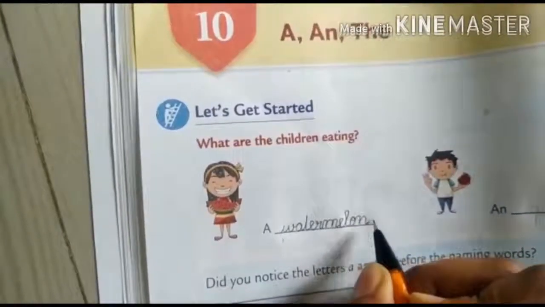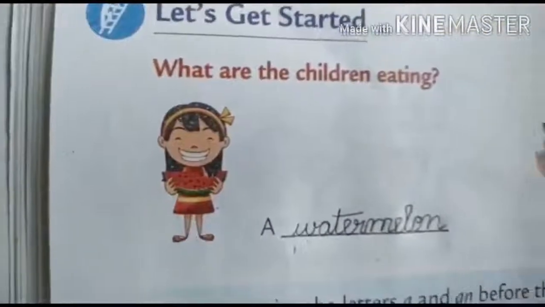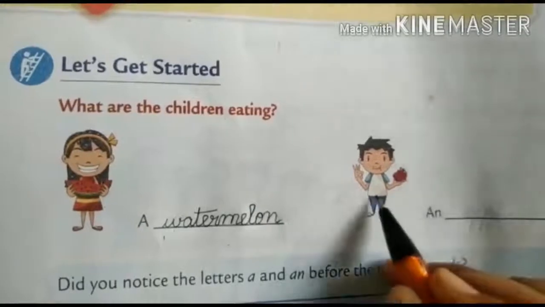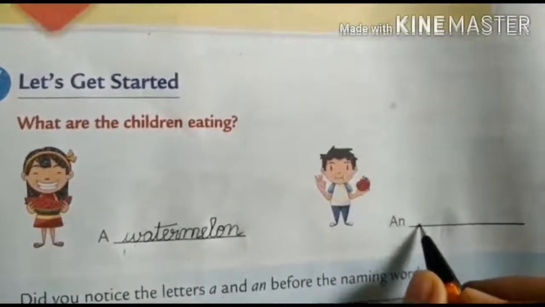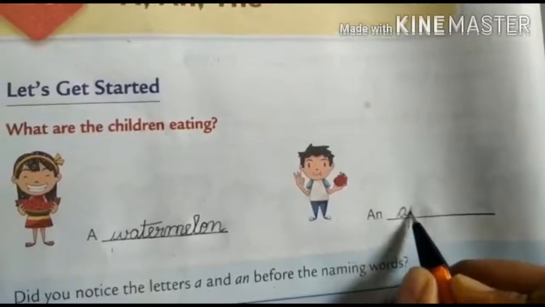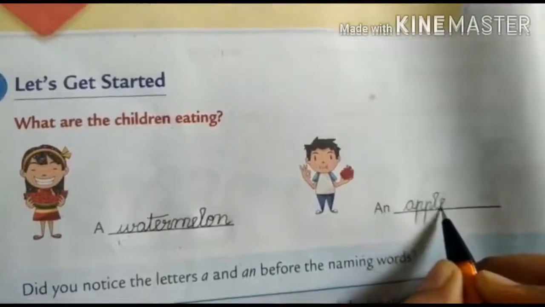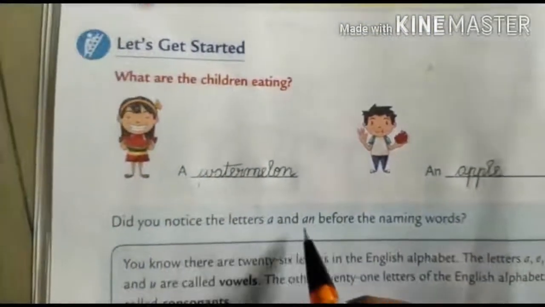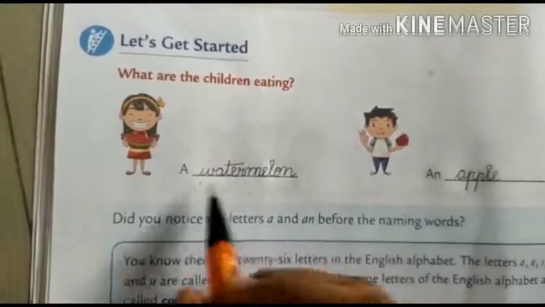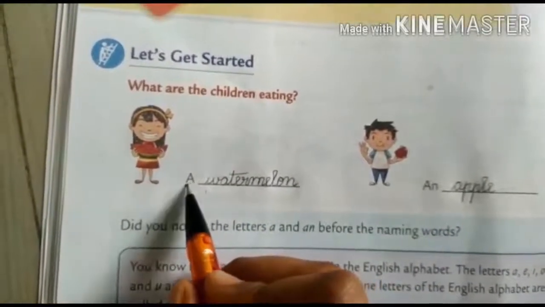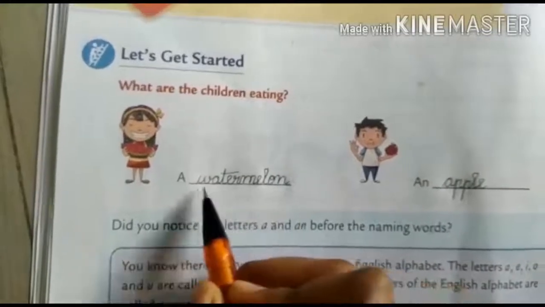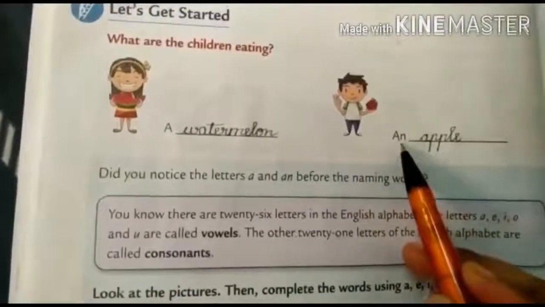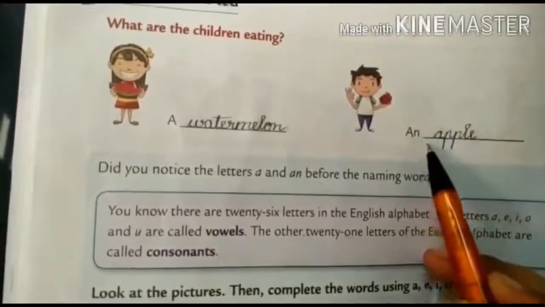Watermelon. See here. Can you name the fruit that the boy eats? Yes, it's apple. Come on, let's write it. Apple. Did you notice the letters A and an before the naming words? Children, here "a" is written before watermelon since W is a consonant. And here "an" is written before apple since A is a vowel.